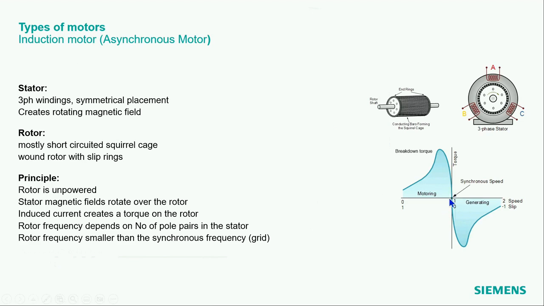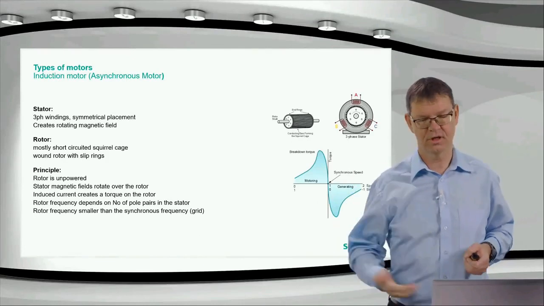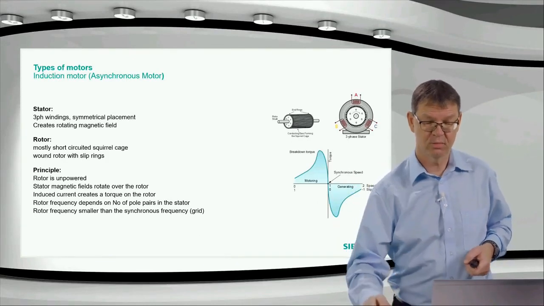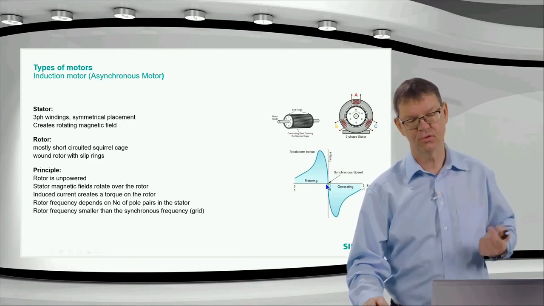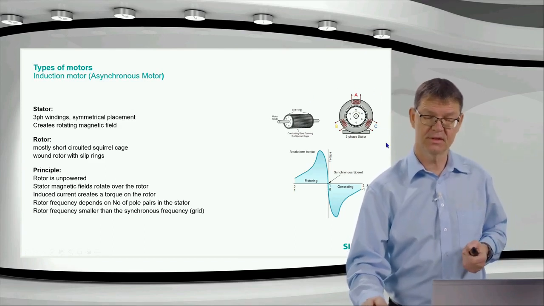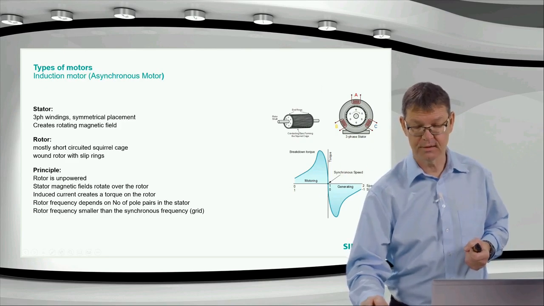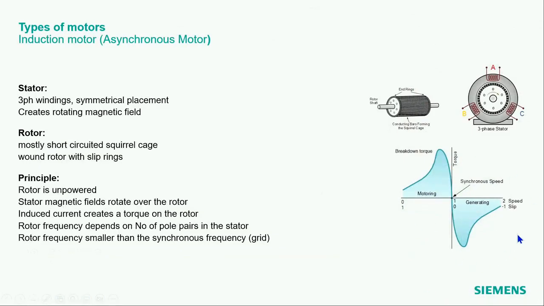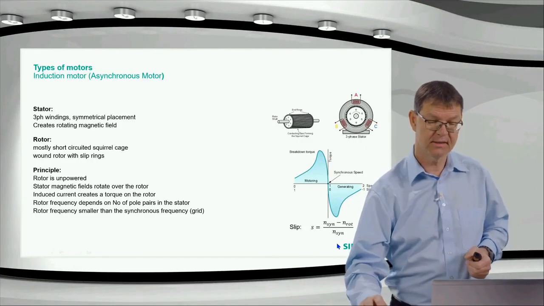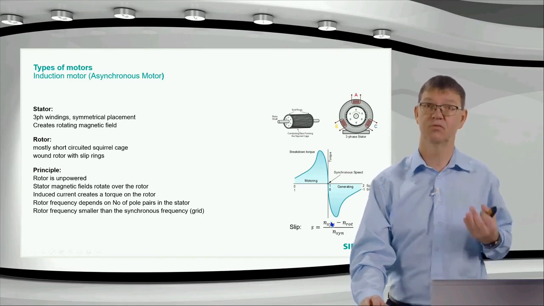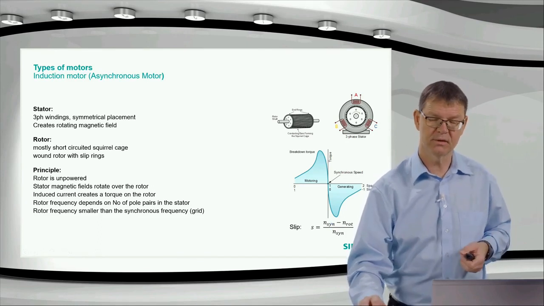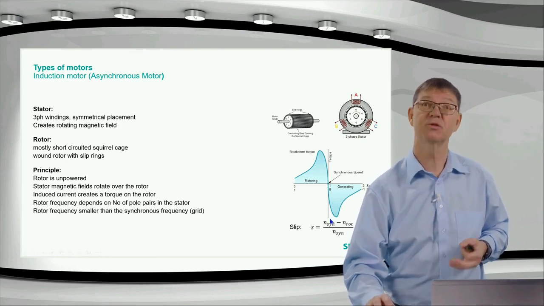I can use such a machine also as a generator. For this, I need to just speed up the rotor by a turbine. And then the frequency of the rotor is higher than the synchronous frequency of the grid. And then I'm here on the right-hand side of this diagram. So you see it's a symmetrical diagram. What we are talking about very often when we talk about motors is the slip, the so-called slip. And you see it's defined as the synchronous speed minus the rotor speed, divided by the synchronous speed.